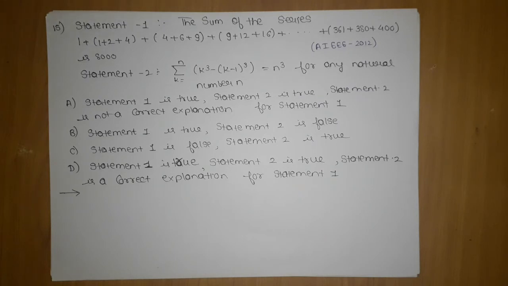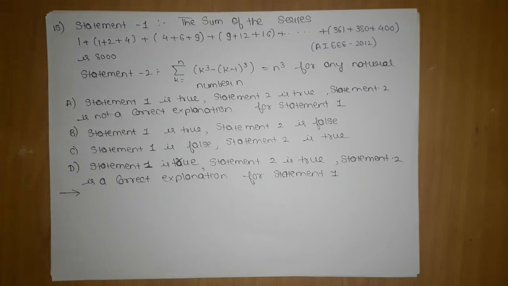Statement 2 is the summation from k equals 1 to n of (k cube minus (k minus 1) the whole cube) equals n cube, for any natural number n.